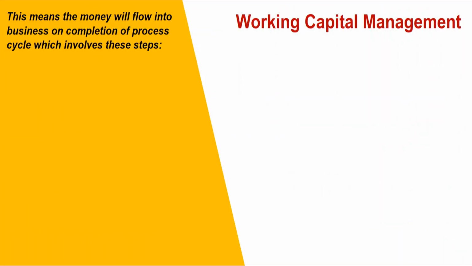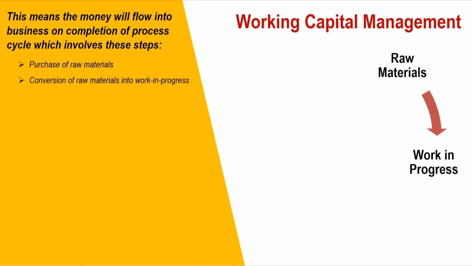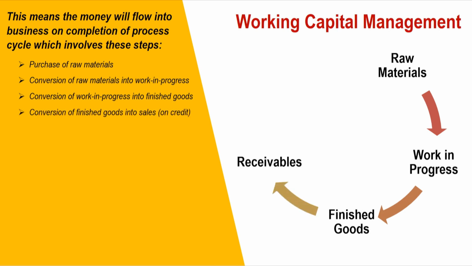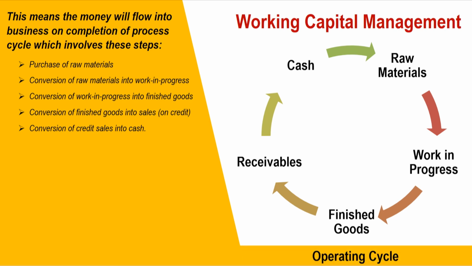This means the money will flow into the business on completion of the process cycle, which involves these steps. Number 1, the purchase of raw material, then conversion of raw material into the work in progress, then conversion of work in progress into the finished goods, then conversion of finished goods into the sales on credit, and lastly the conversion of credit sales back into the cash. This is known as the operating cycle.